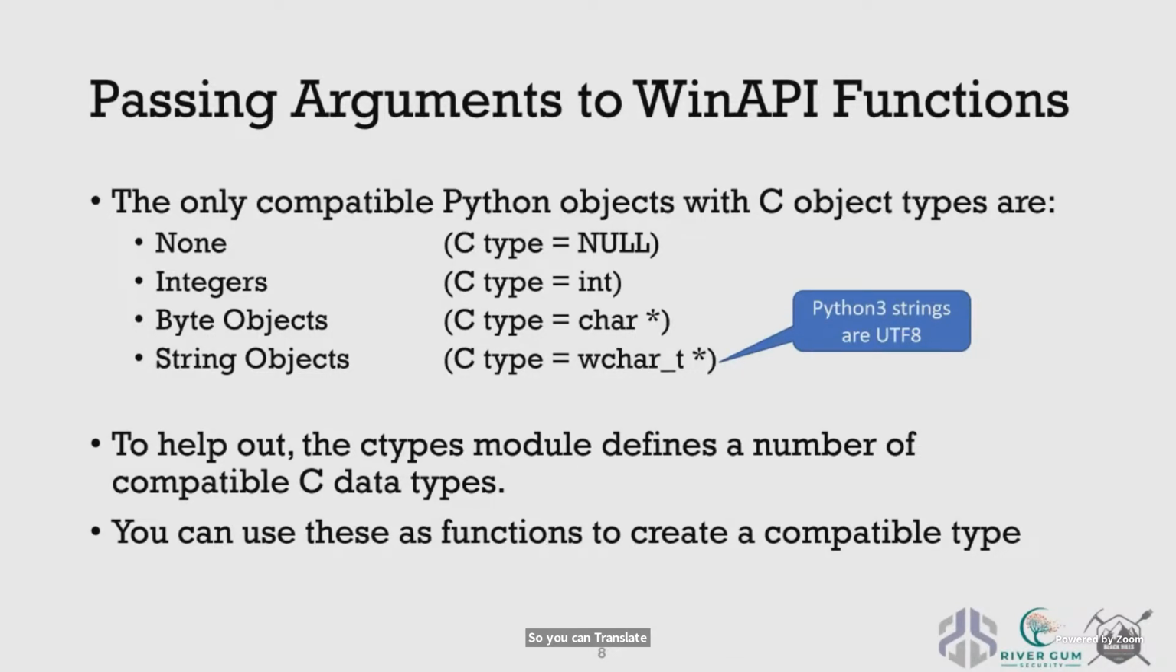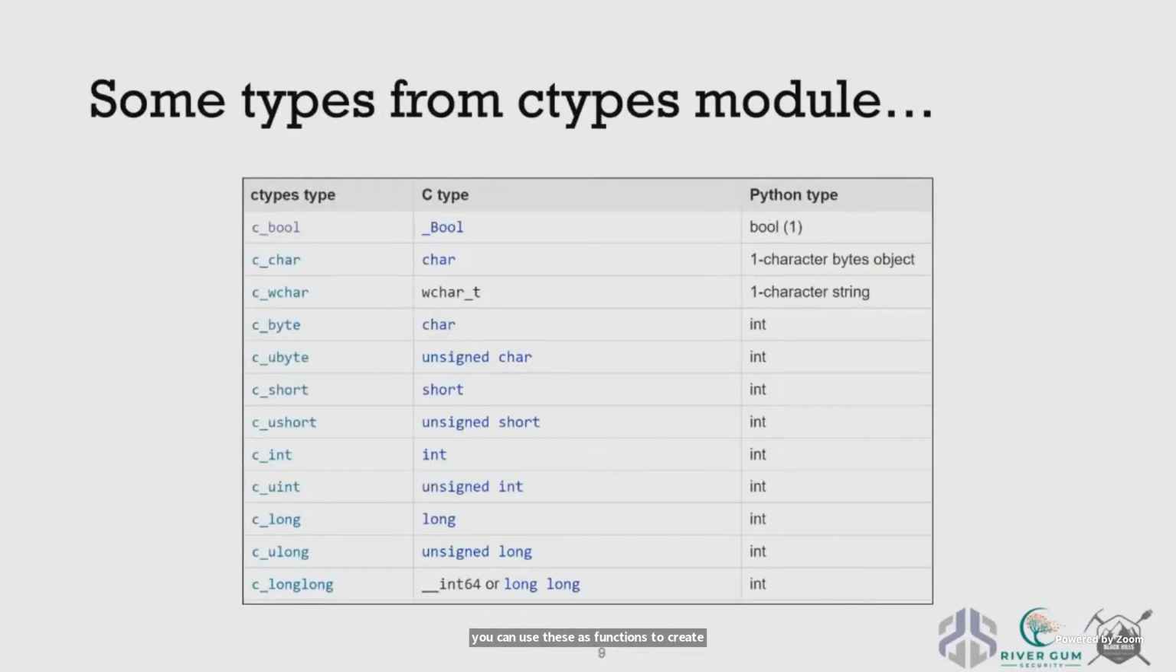When you need to make a kernel32 API call, you need to use the C data type, because that's what that API is written using. It was written in C many, many years ago with the release of the original Windows NT kernel. To help out with this, the Python ctypes module already defines a number of compatible C types for you, and you can use these as functions to create a compatible type. Here's a table of them out of the ctypes documentation.